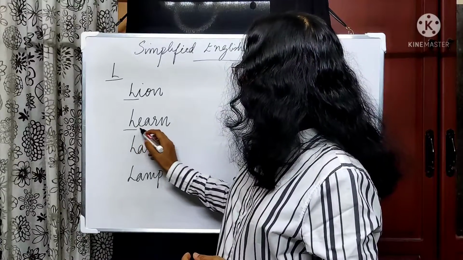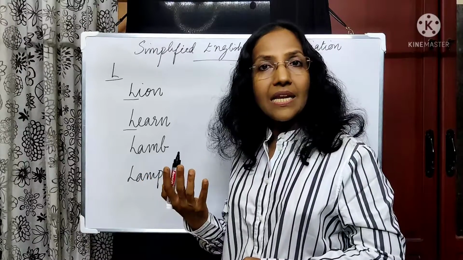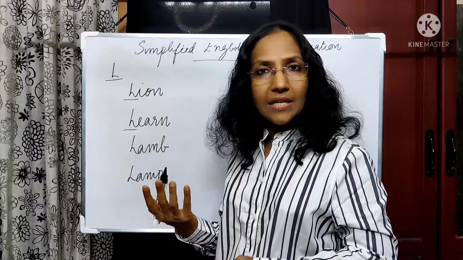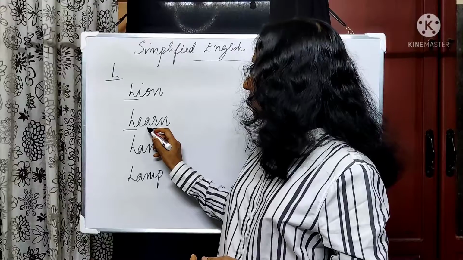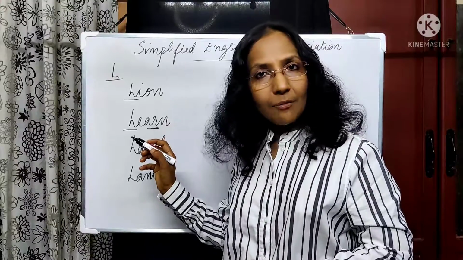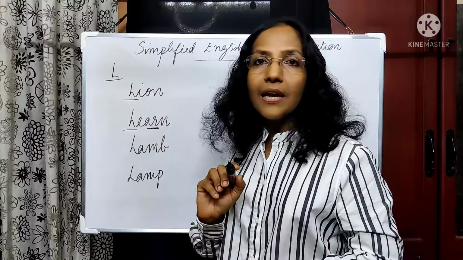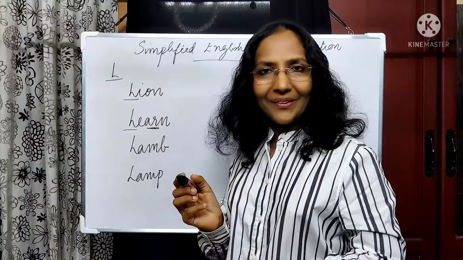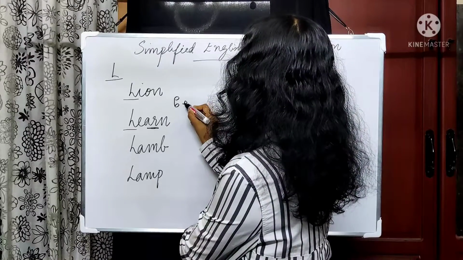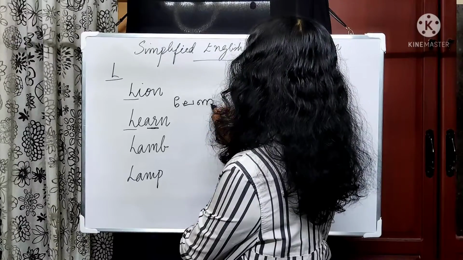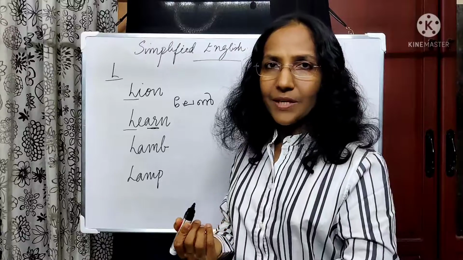The second is learn. Often I've heard people pronouncing it with an R, as learn or learning. We do not have that R pronounced. Even though the word has the alphabet R, it's not articulated at all. It is silent. So the word is learn and learning. That's the pronunciation.